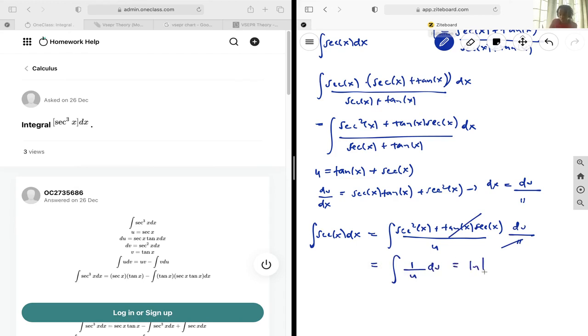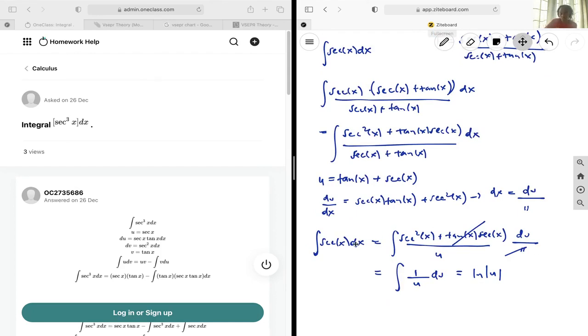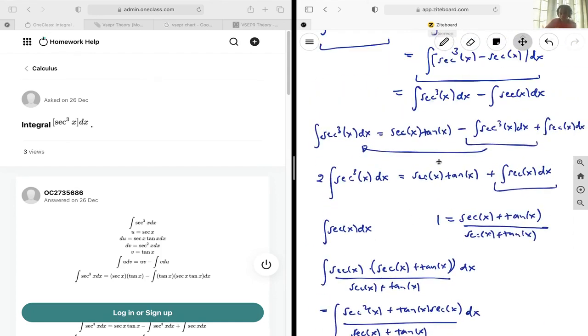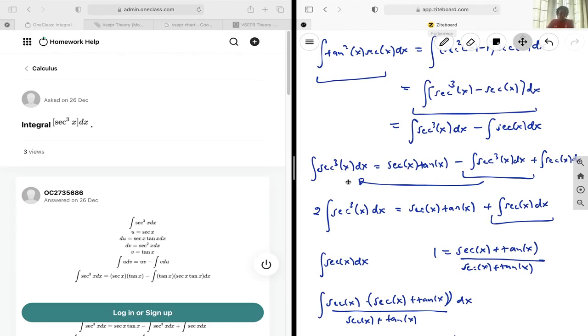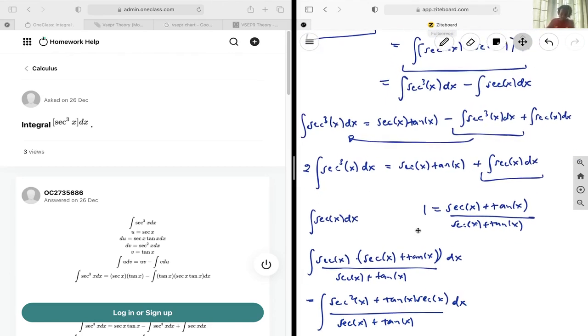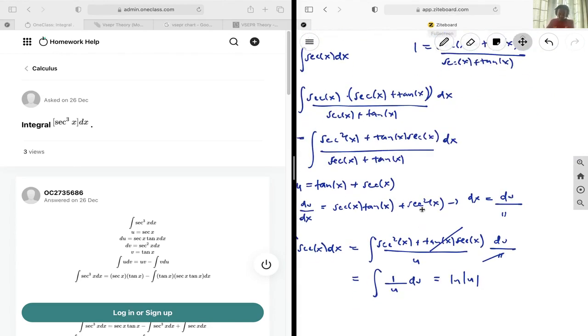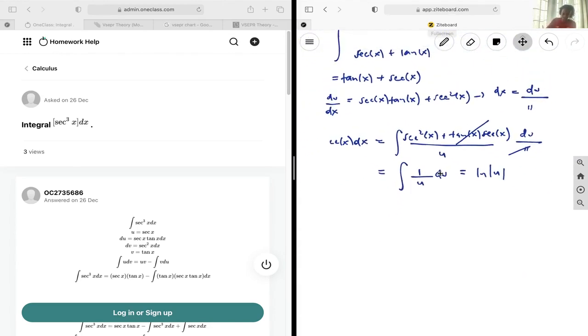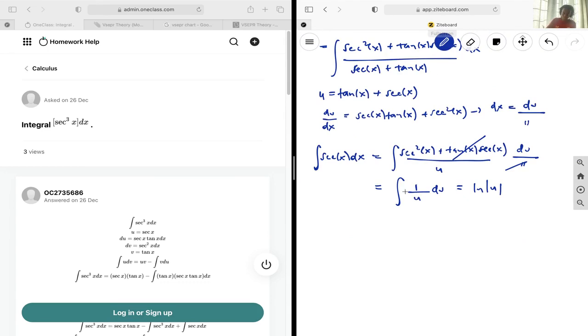And we know that this will give us ln of the magnitude of u plus c, but we're not going to write that right now because this is not our end goal. Our end goal, we always need to remember, is the integral of secant cubed x. And this is just a part of that. So we'll add the plus c at the complete end. So for now, we just write back in what our u is. And so we know that the integral of secant x dx is going to be ln of the magnitude of tan x plus secant x.